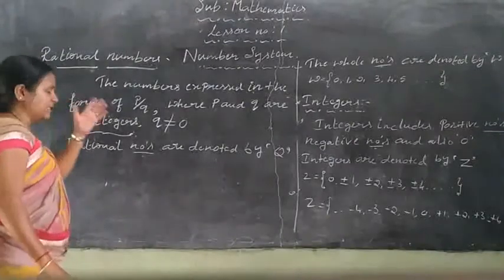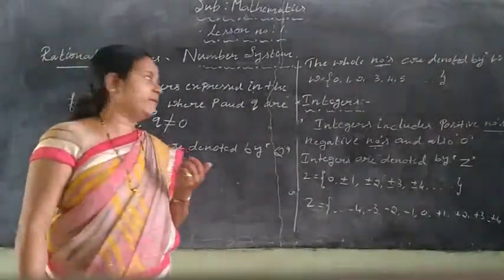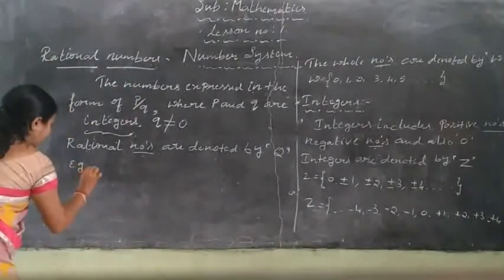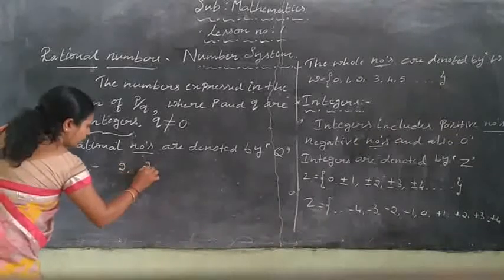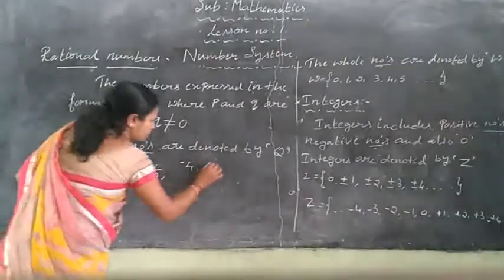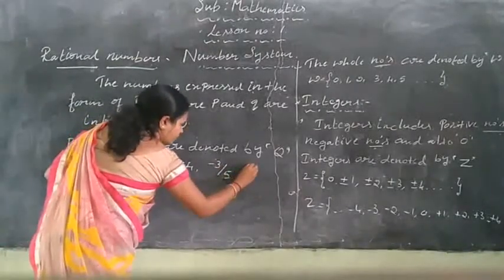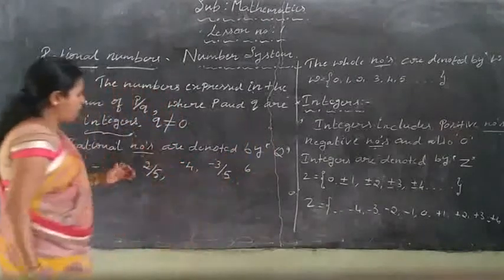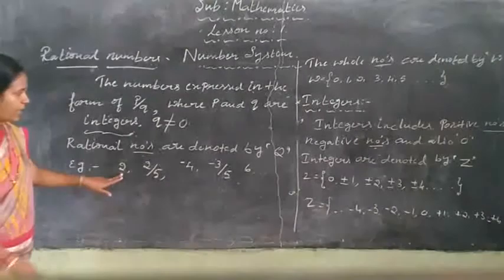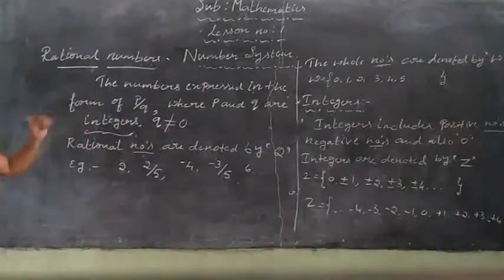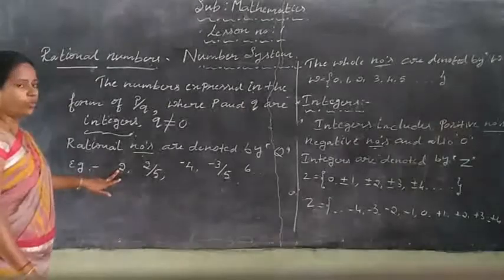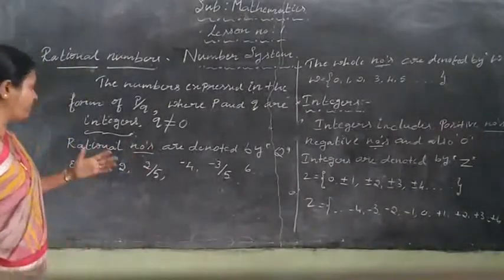Okay, now we know that the numbers which are expressed in the form of P by Q are called rational numbers. So, now I will write some examples just here. 2, 2 by 5, minus 4, minus 3 by 5, 6. P by Q. So just see the first number, that is 2. So 2, it is not in the form of P by Q, isn't it?